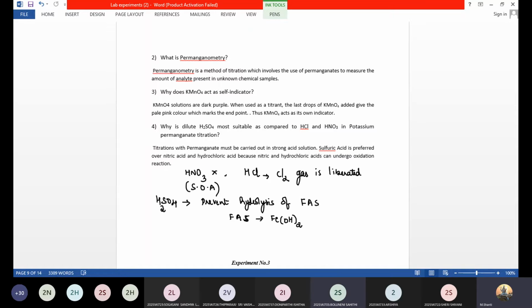Because of KMnO4. Initially, when you keep adding KMnO4, it is used up for the oxidation of ferrous to ferric. Once all the ferrous is converted to ferric, the next drop of KMnO4 will impart a pale pink color to the solution. KMnO4 is getting reduced to Mn2+, which is colorless, whereas Mn7+ is colored.